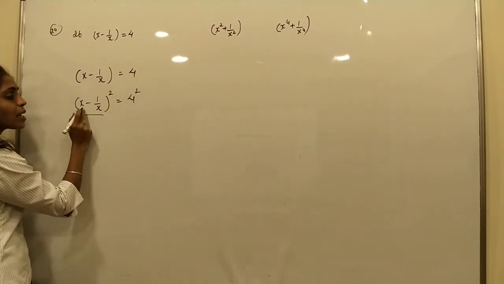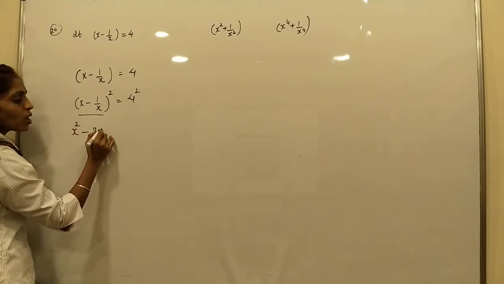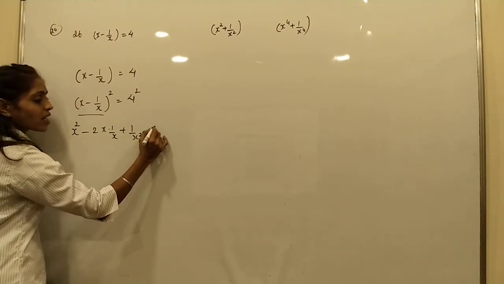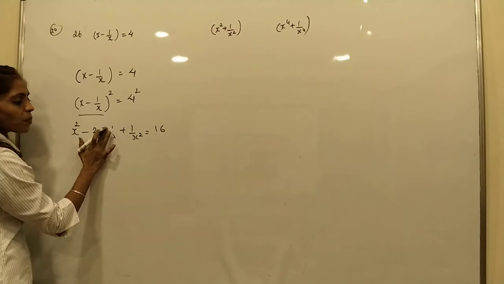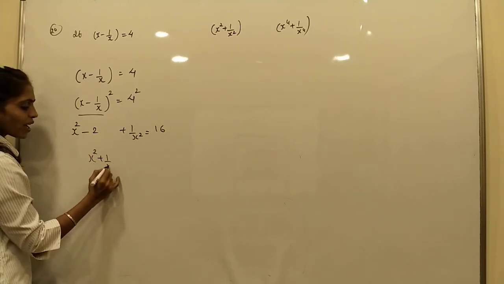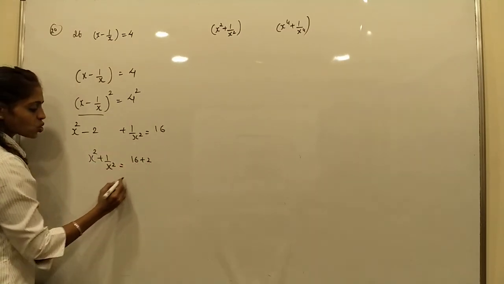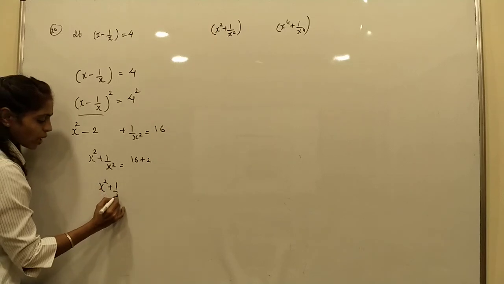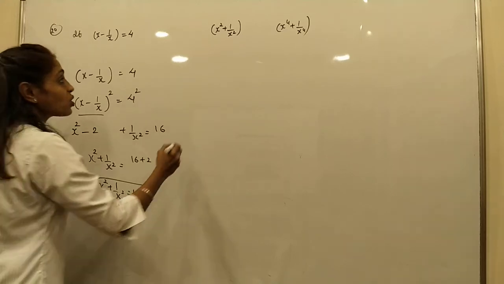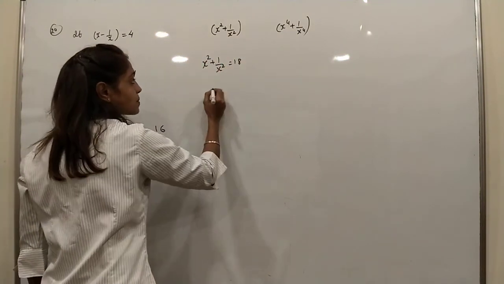Now expand. (a minus b) the whole square is x square minus 2 times x into 1 upon x plus 1 upon x square, which is 4 fours are 16. But x and 1 upon x cancel. So x square plus 1 upon x square equals 16 plus 2. Hence x square plus 1 upon x square is 18. So I got the value x square plus 1 upon x square equal to 18.